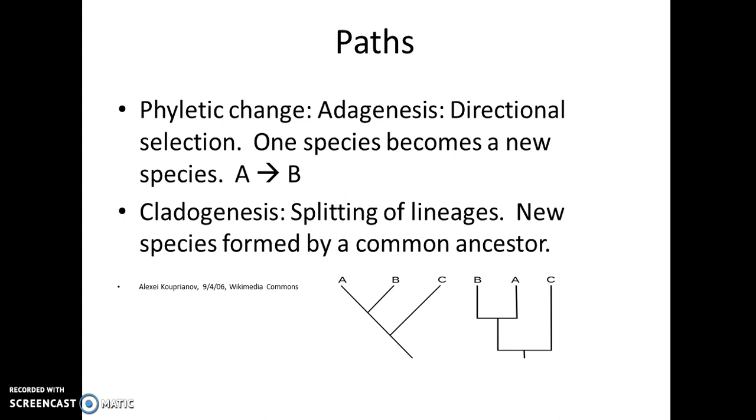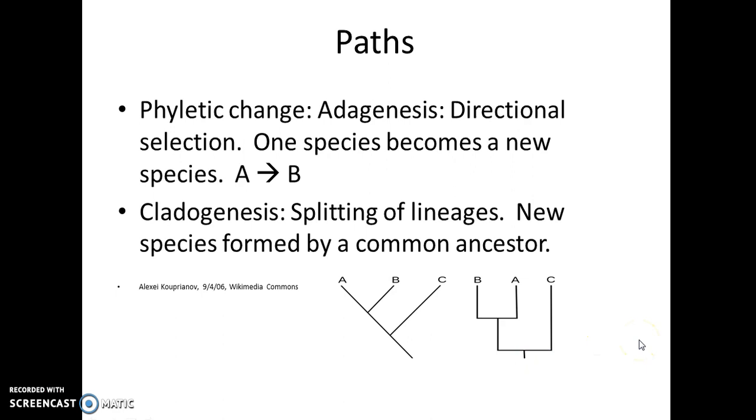We can have a phyletic change in directional selection. One species becomes another species. So, A, over a period of time, eventually becomes B. Cladogenesis is the splitting of lineages. New species are formed from a common ancestor. And you have the common ancestor here, common ancestor here, where you have branch points. Now the common ancestor between A and B is here. The common ancestor between A, B, and C is here. Same thing here. Common ancestor here, common ancestor here.